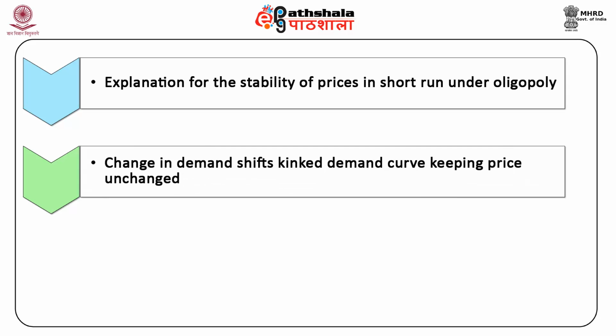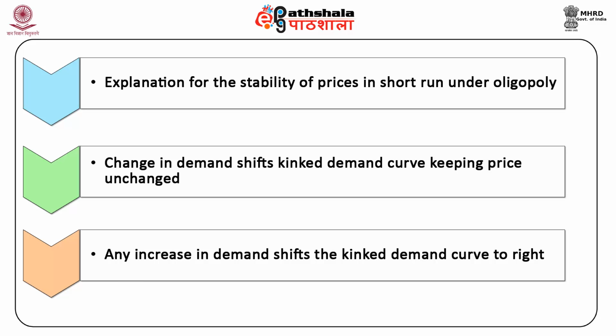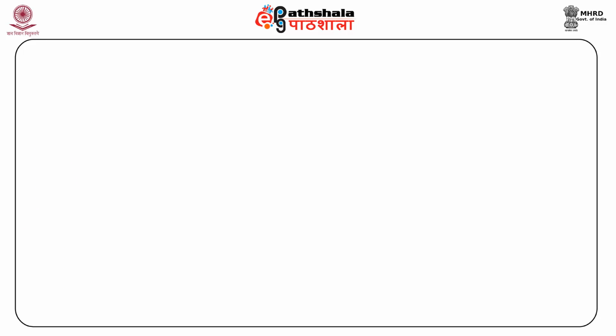Any change in demand shifts the kinked demand curve, keeping price unchanged. Any increase in demand shifts the kinked demand curve to the right, and any decrease in demand shifts the kinked demand curve to the left without any change in price. But Hall and Hitch have given two exceptions where the price of the product changes.